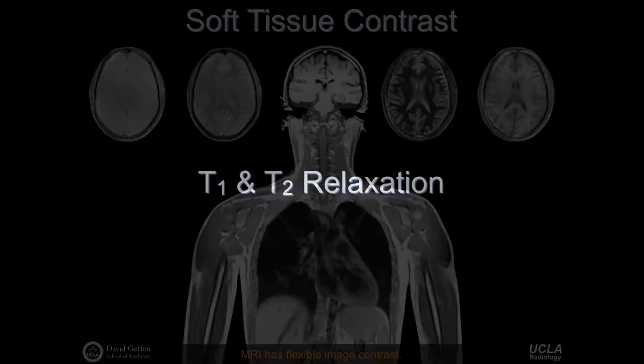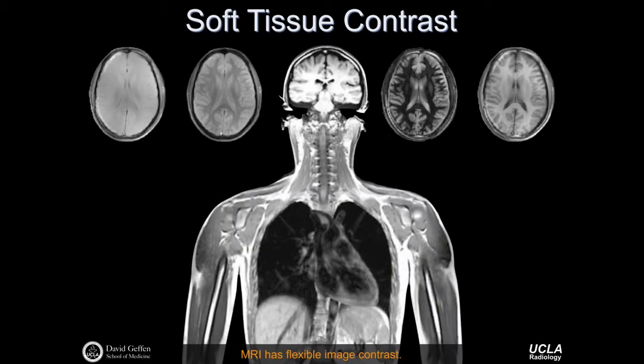This was previously addressed with regards to the Bloch equations and the consequences of the Bloch equations during free precession periods of magnetic relaxation after, for example, RF pulses in the previous lecture. So here's an example of soft tissue contrast, and we recall that MRI has exceptionally flexible image contrast.